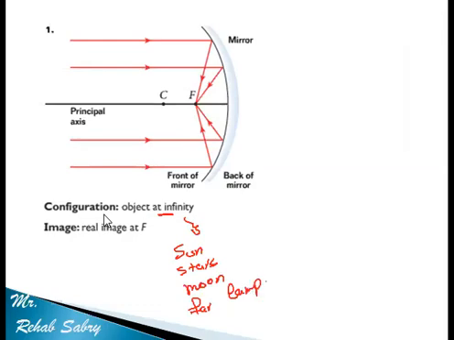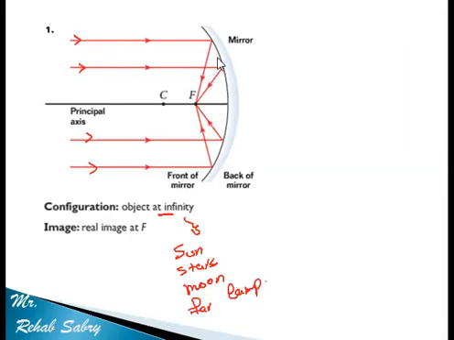Okay, for any object that is very far from us, we consider the incident rays coming from it to be parallel to each other. So these are parallel to each other, and in our syllabus we will consider them parallel to the principal axis.